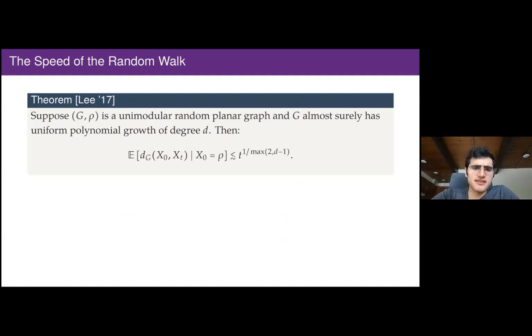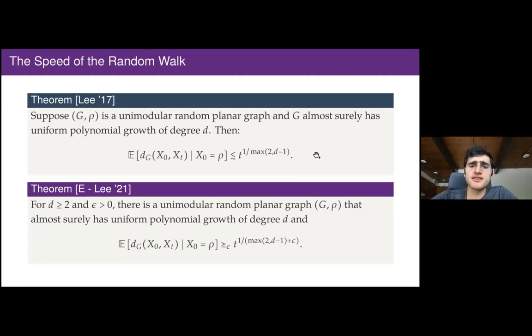It has been proven by James previously that the speed is upper bounded by t to the 1/max of 2 and d minus 1. And you have a lower bound of t to the 1 minus d. I forgot to mention it here. Basically the question is which one of these is tight. And we show that this upper bound is tight, almost tight at least. So for any epsilon greater than 0, we can get the speed of the random walk to be as close to this as possible.